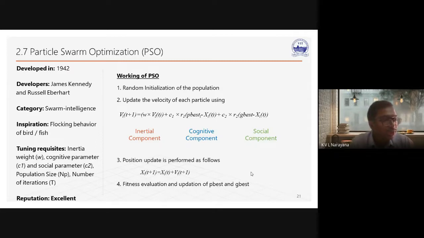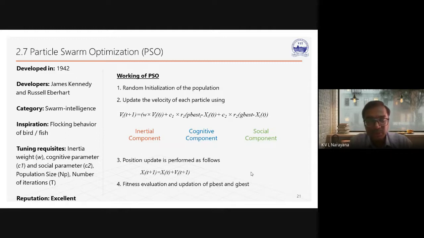And if you see here, the velocity update consists of three important components: inertial component, cognitive component, social component. So these three components are present in the velocity equation. By properly selecting the inertial component, cognitive and social components, we can achieve the better solution. So the position update is given in the next equation.